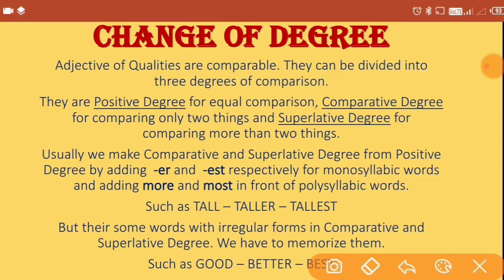But for longer words such as intelligent, etc., we use more and most. But words such as good, better, best are in irregular forms, so we have to memorize them. Okay.